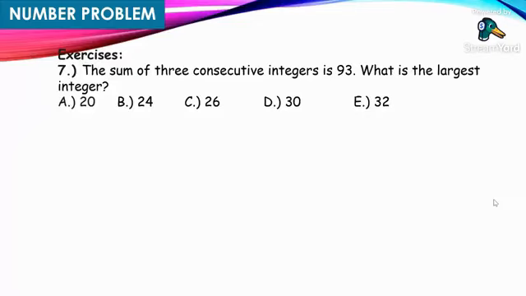Number 7. Okay, ito. Sige, i-apply natin yung sinabi natin kanina na pag ilan yung in-add natin, we're going to divide the total. So the sum of 3 consecutive integers is 93. What is the largest integer? Okay. So ano yung pinakamadaling paraan na sinabi kanina? If this is the problem. So comment down your answer or the letter of your choice.